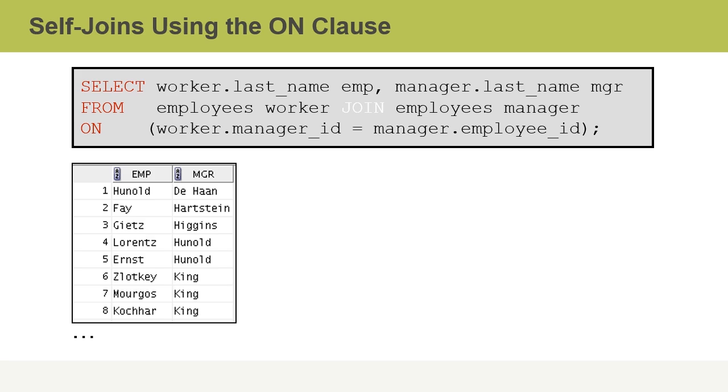The SELECT clause lists the columns depending on whether they should come from the first reference of the table, the worker alias, or the second reference, the manager alias. Let's go to our SQL Developer session, where we will amend this SQL statement to demonstrate information that can be retrieved using this self-join statement.